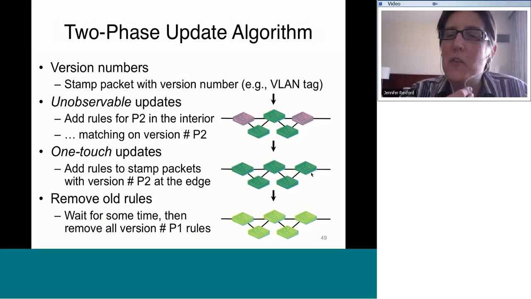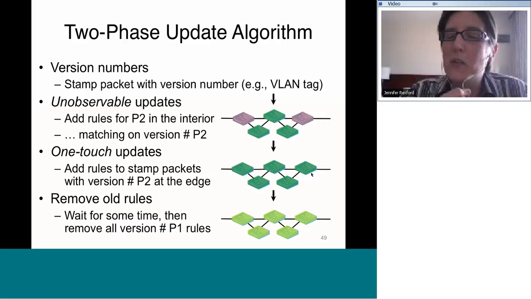Now when it's time to install a new policy like P2, we first do a set of what we call unobservable updates. We update the interior switches to match on the new VLAN tag number 2, but no packets are yet entering the network that are being tagged with 2. And so there's no risk that these rules will actually match any packets yet. Once all the interior switches have successfully told the controller that they've installed the rules, we do a collection of one-touch updates asynchronously around the perimeter of the network, switching the tagging of packets to tag with P2.